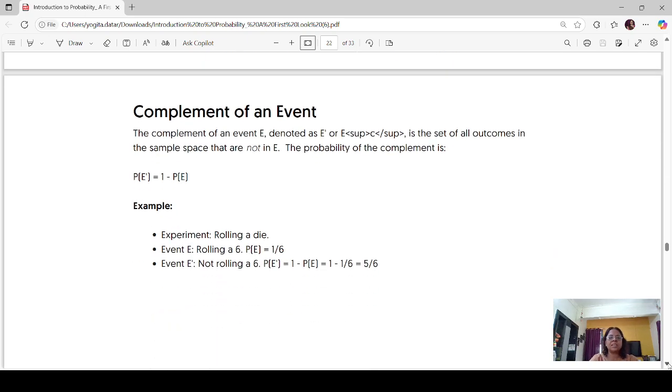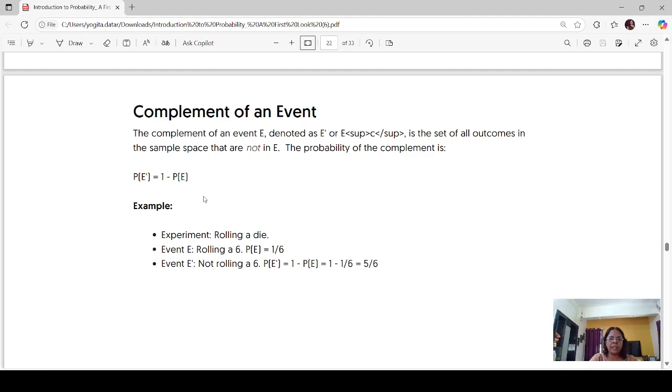Now this is same as complement of a set. We have studied set theory in discrete mathematics. There is a universal set and there is some definite set, suppose set A. Then how do we calculate the complement of set A? Complement of set A contains the elements from the universal set but which are not in set A. The same concept applies over here.